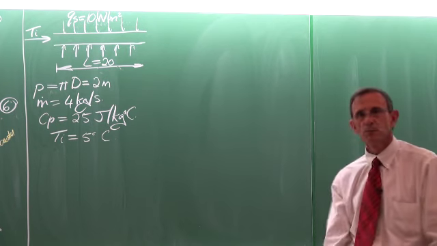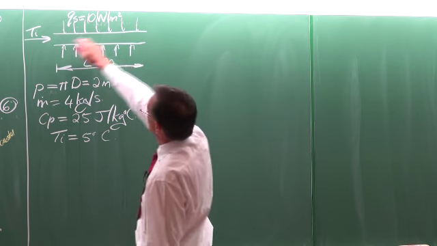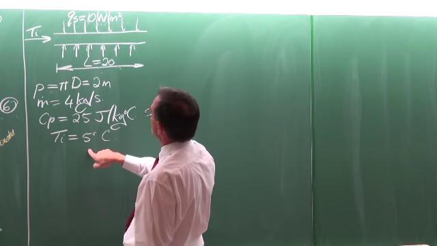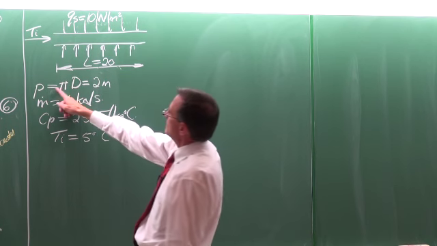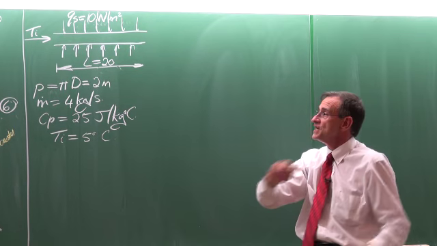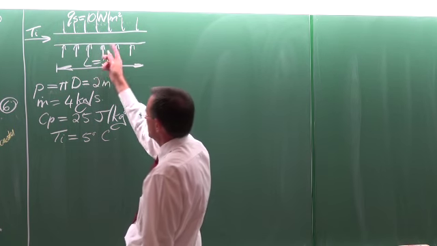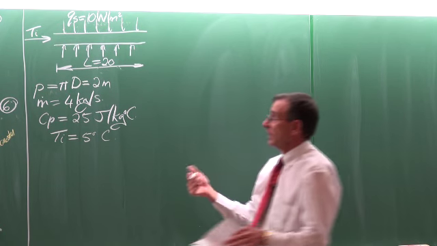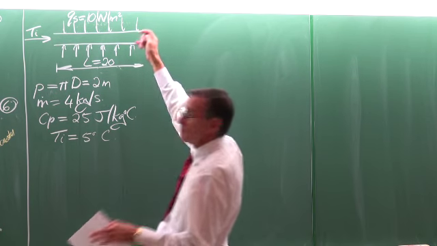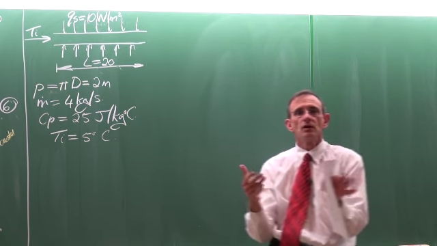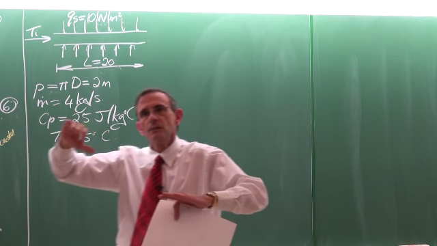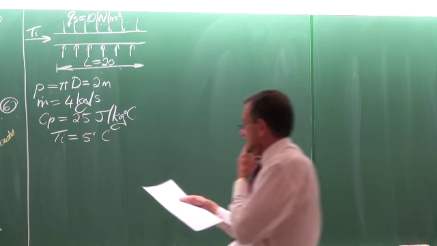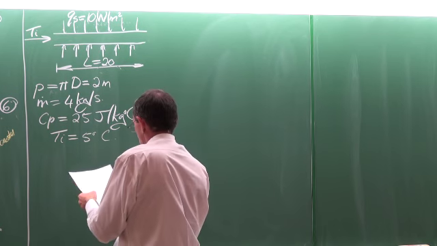Okay, you all understand the problem? It's a constant heat flux problem, 10 watts per square meter. Inlet temperature is 5 degrees Celsius. The perimeter is equal to 2 meters, 4 kilograms per second, Cp 25. And now we have to calculate the outlet temperature, the heat transfer, the fluid temperature, and the surface temperature of the body.